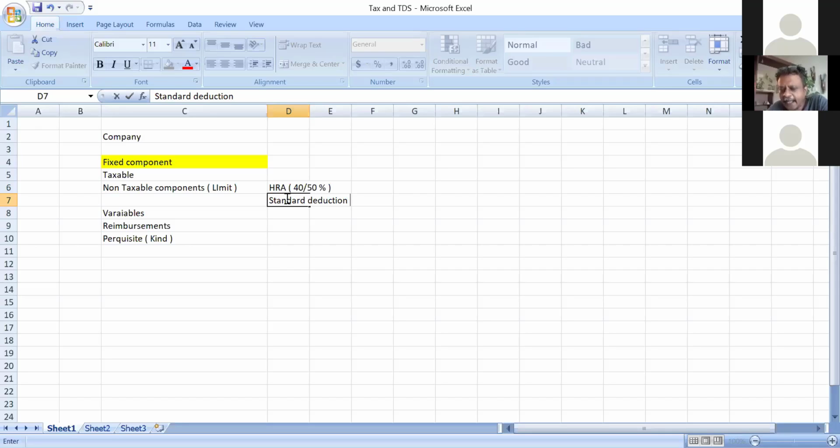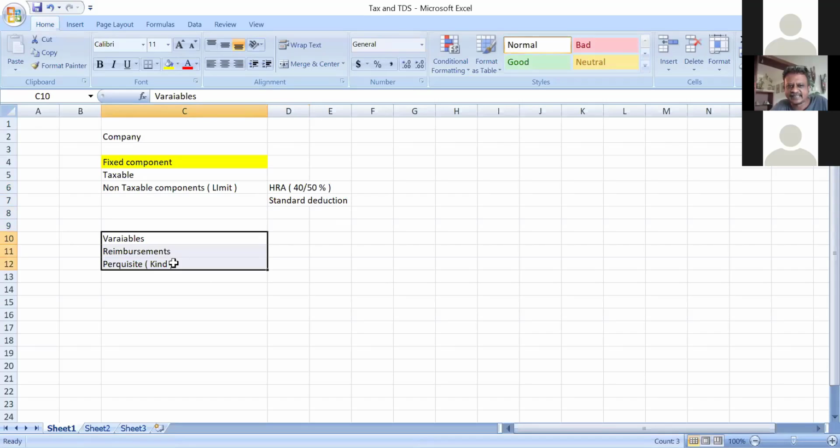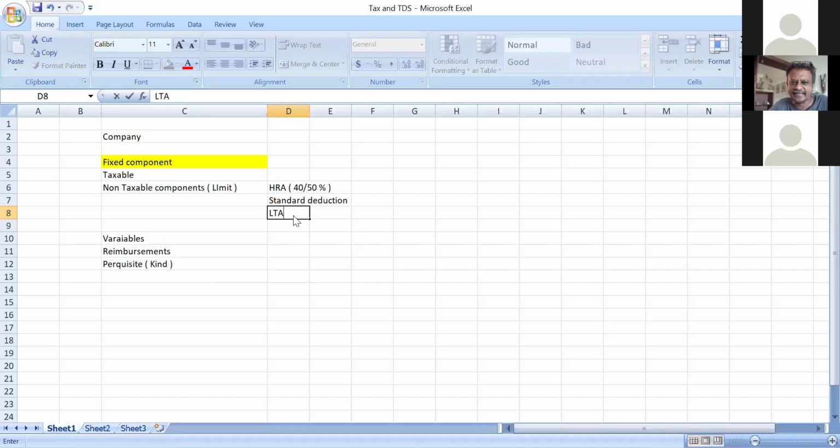Correct? Other than that, after removal of medical and these things, you still have two more components. One is LTA, and you could have the children's education fee and children's hostel fee. There are limits for all of them, like 200 rupees, 400 rupees. And for LTA, the limit is approximately 40 to 50,000.